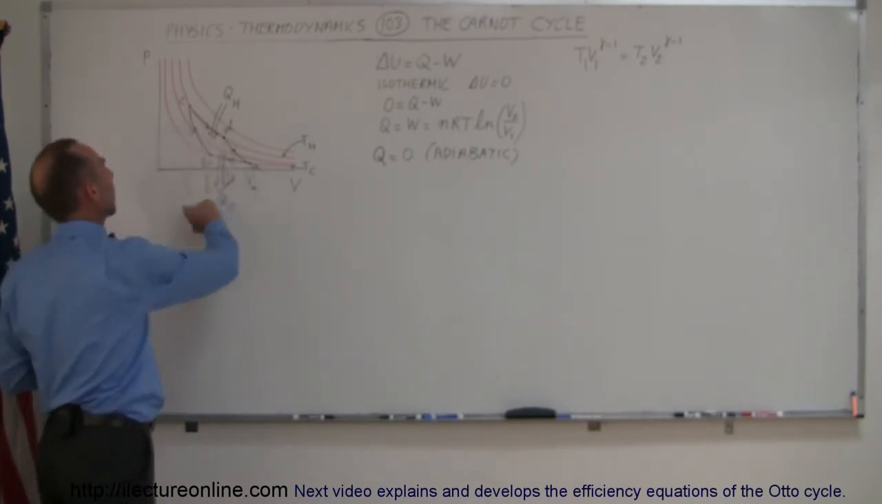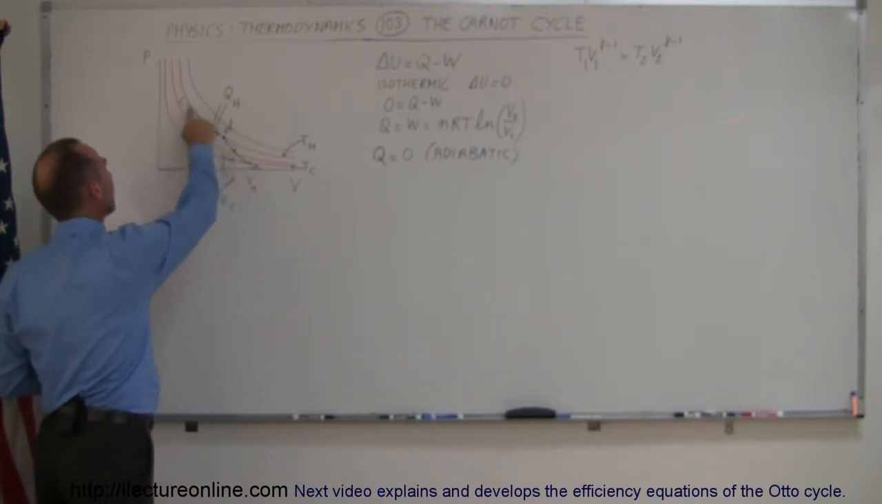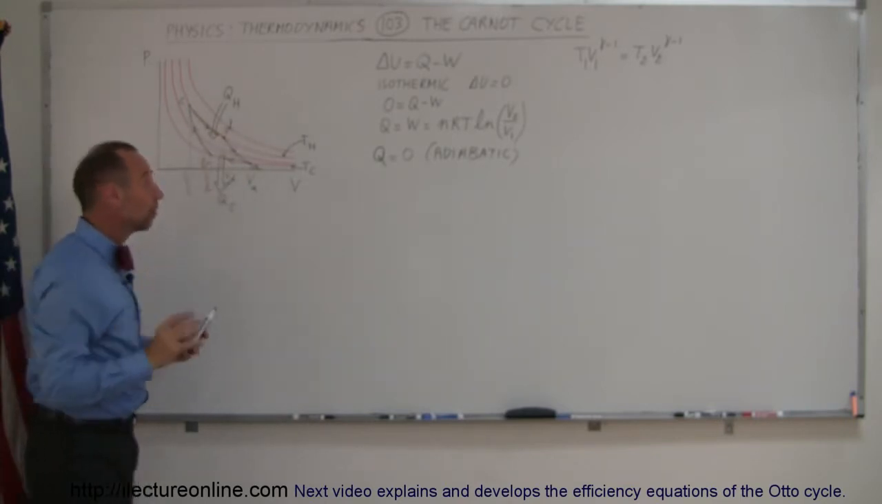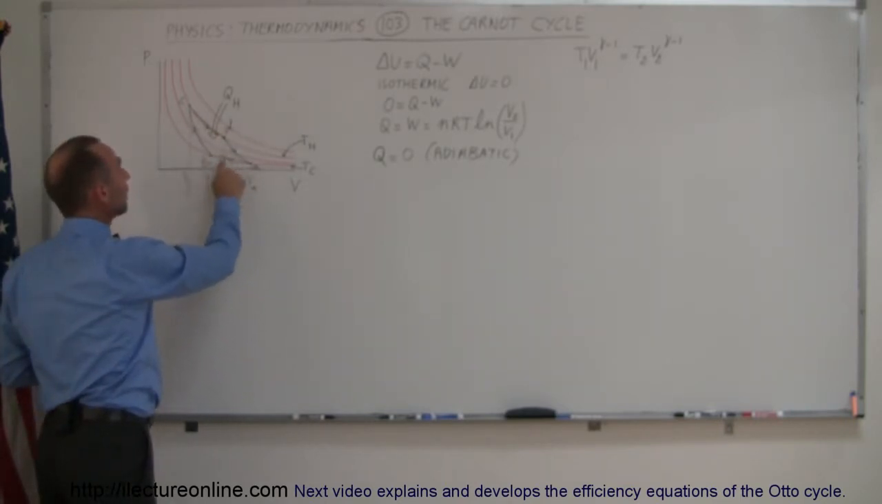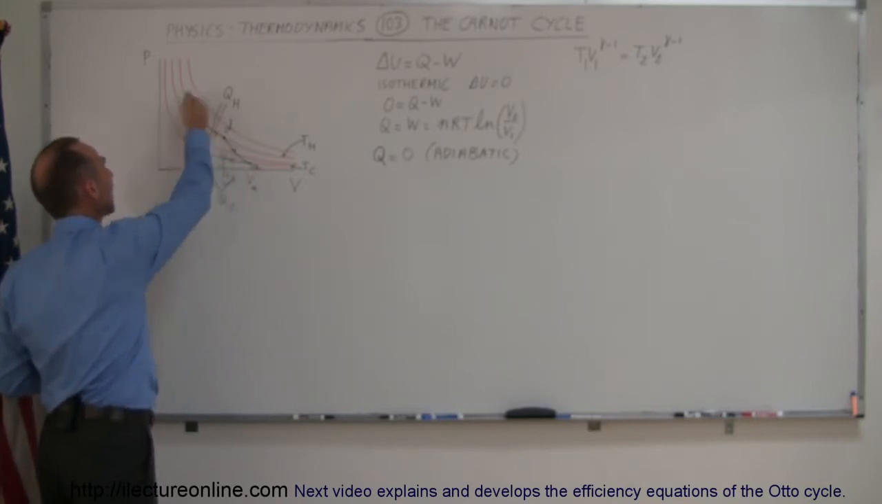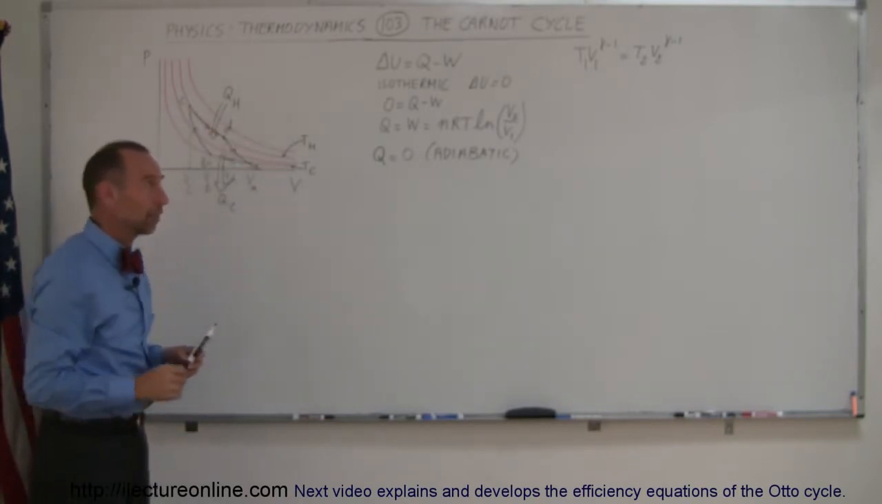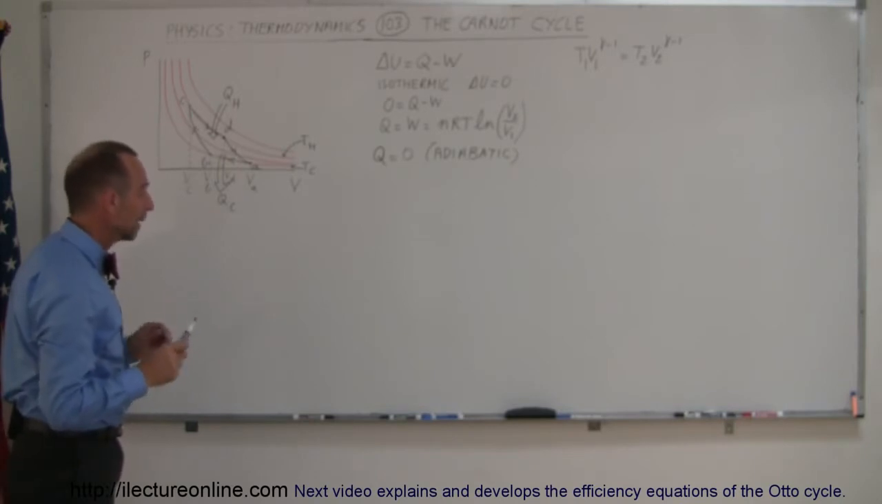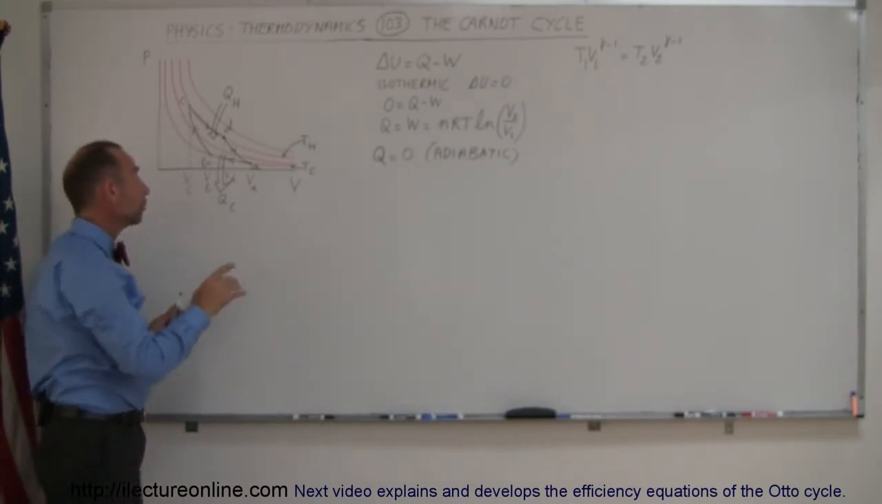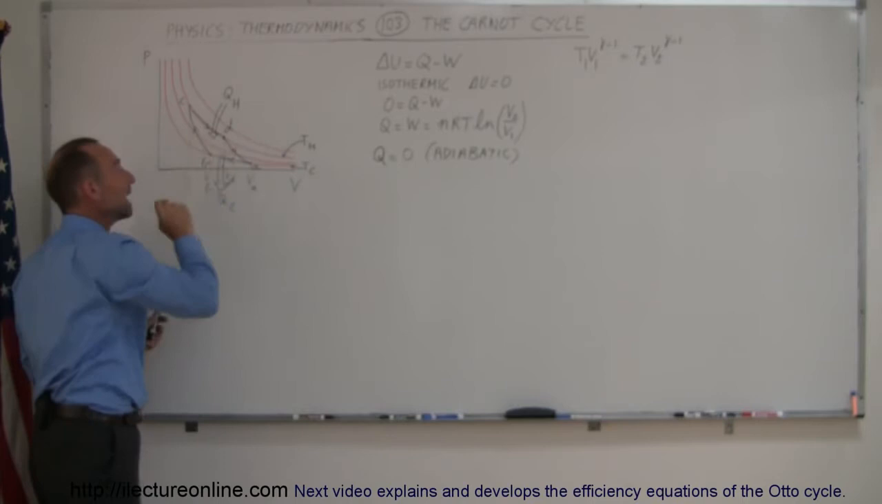We have a thermodynamic process that goes from A to B to C to D and back to A. From A to B, we go along the isotherms, that's an isothermic process. From B to C, that's an adiabatic process. From C to D, that's again an isothermic process. And from D back to A, that is an adiabatic process. And Carnot showed and proved that this is the most efficient engine you can have.